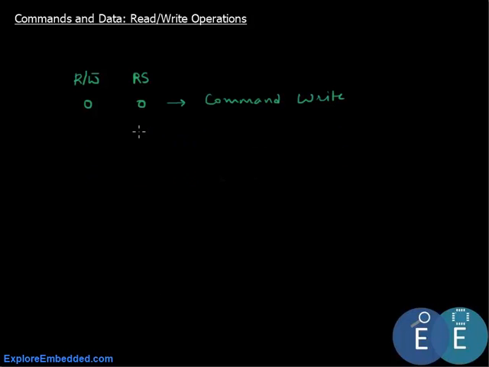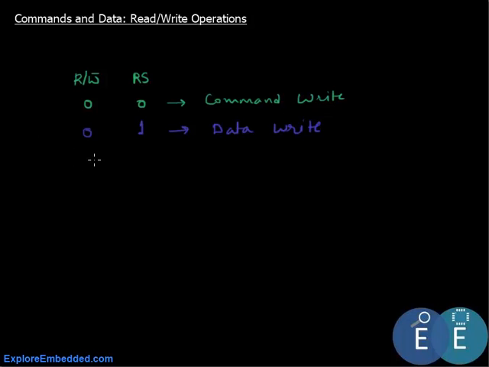Alright, so the next combination would be making register select 1. If we do register select as 1, the data register would be selected, and if we keep read/write bar as 0, then we would be writing data. So this would be data write.